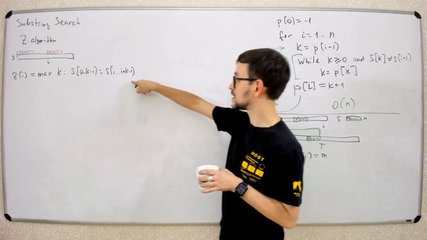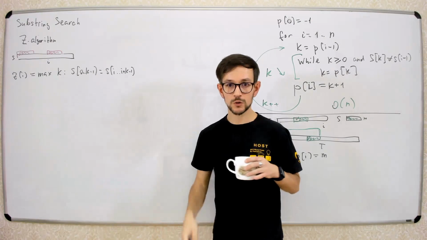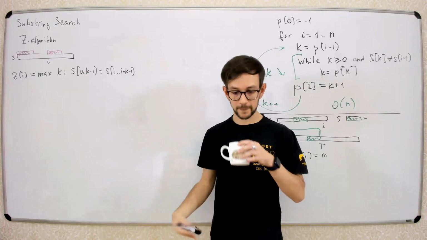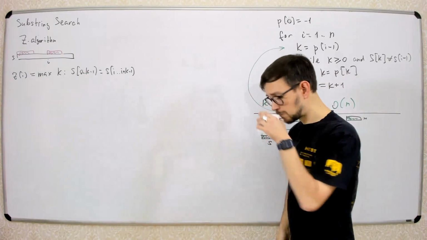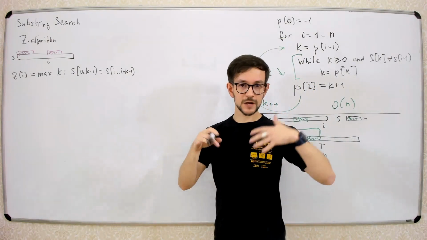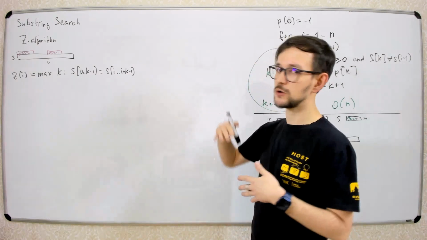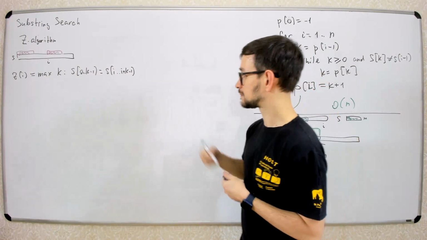Oh, so that's the problem. We have the string and we need to calculate these values, and we want to calculate them in linear time again. So let's start with a very simple algorithm. How to calculate these values slowly?